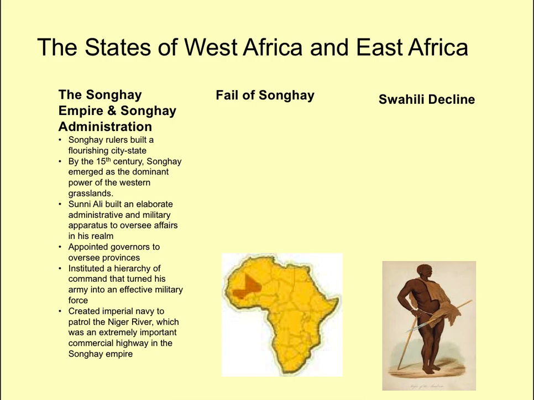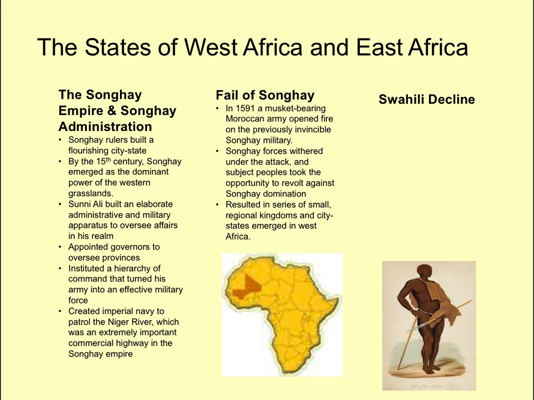And of course, he will also create an imperial navy to patrol the Niger River. This was something different than the previous kingdoms of Ghana and Mali. They didn't necessarily have a navy, whereas Sunni Ali decided to create one for the protection of the Niger. This was an extremely important commercial highway in the Songhai Empire, so it made sense for him to want to create that navy to protect it.